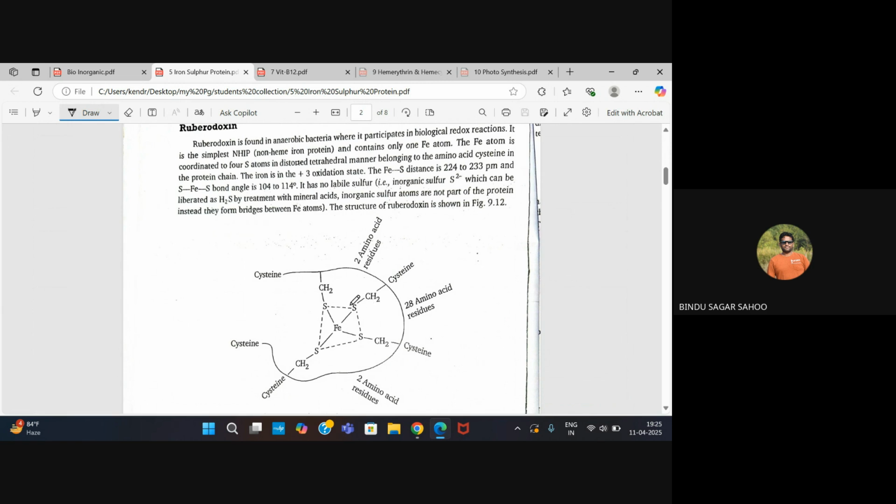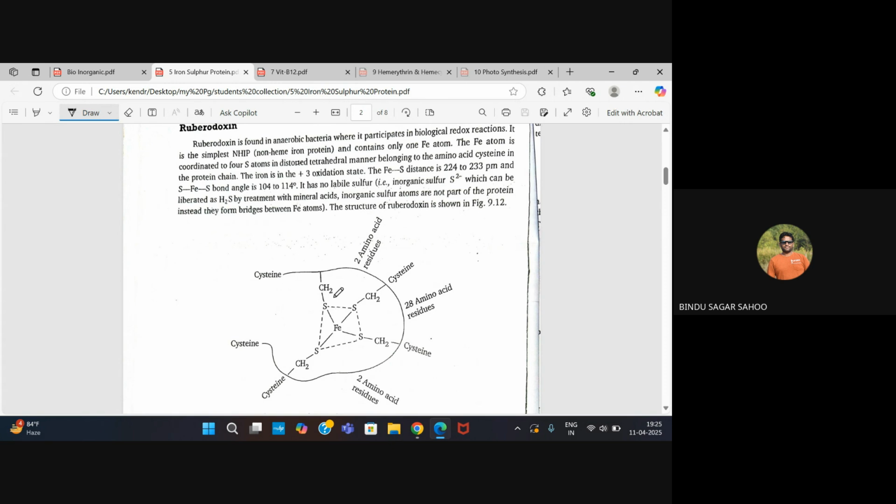The sulfur comes from cysteine amino acid residues. One cysteine amino acid is coordinated to the Fe atom through its sulfur atom, and here another cysteine residue, another, and another. When the sulfur comes from an amino acid residue, we cannot say this is inorganic sulfur. Amino acids are organic compounds, so we can say these are organic sulfurs.